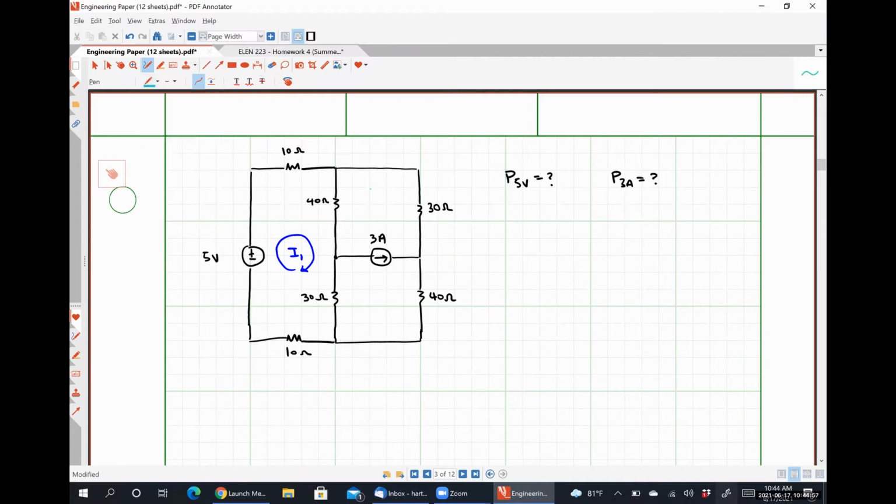I'm going to say that this guy, this mesh in the top right, is mesh 2. And this guy on the bottom right is mesh 3. So let's start by writing a KVL equation for mesh 1.